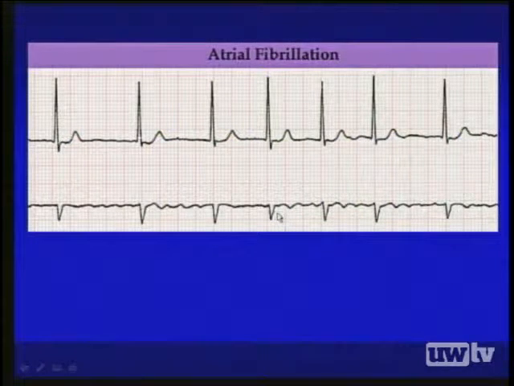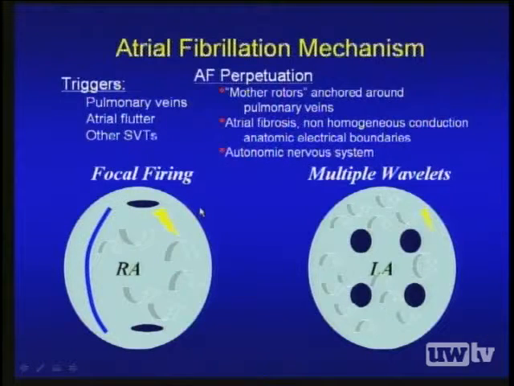Atrial fibrillation is, of course, the most common supraventricular arrhythmia any of us will see and is characterized by variation in the R to R interval and no organized atrial activity. The mechanism of atrial fibrillation is interesting. It is based upon the multiple wavelet theory, but it is triggered by either premature atrial beats that come from around pulmonary veins or in areas of the right atrium, or can be triggered by other atrial arrhythmias. And then it is maintained by either mother rotors anchored around the pulmonary veins, or because there's atrial fibrosis and non-homogeneous conduction around anatomic electrical boundaries, and often also by influence of the autonomic nervous system.